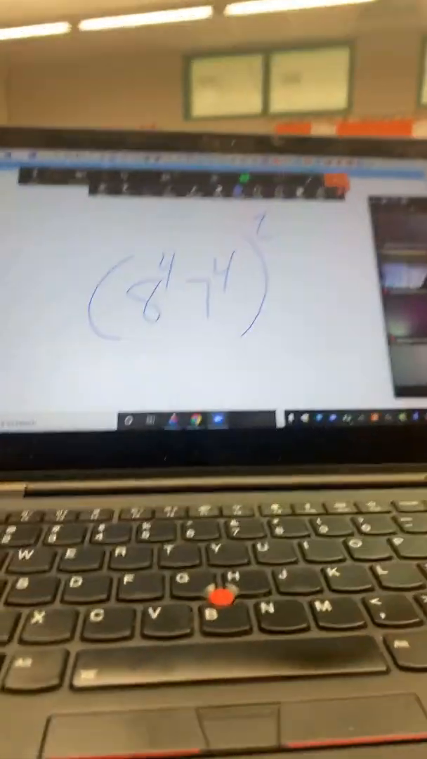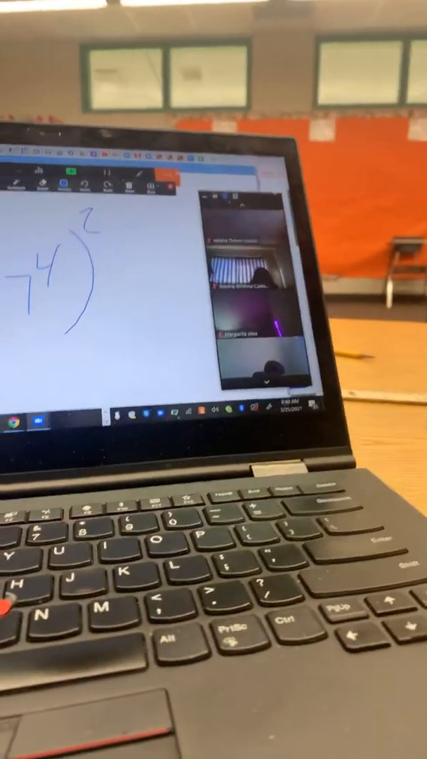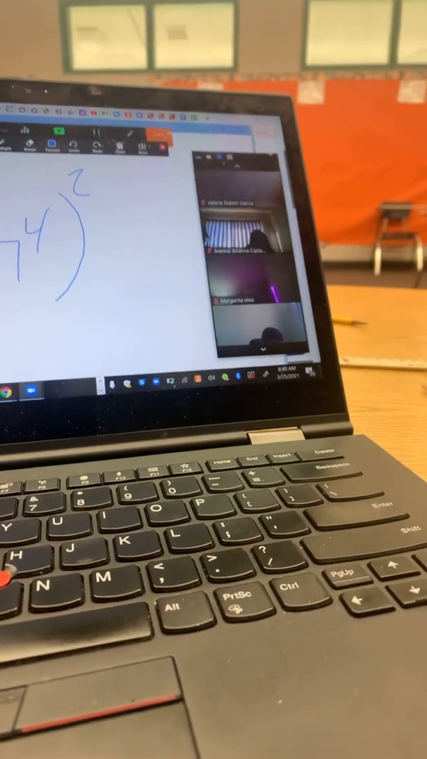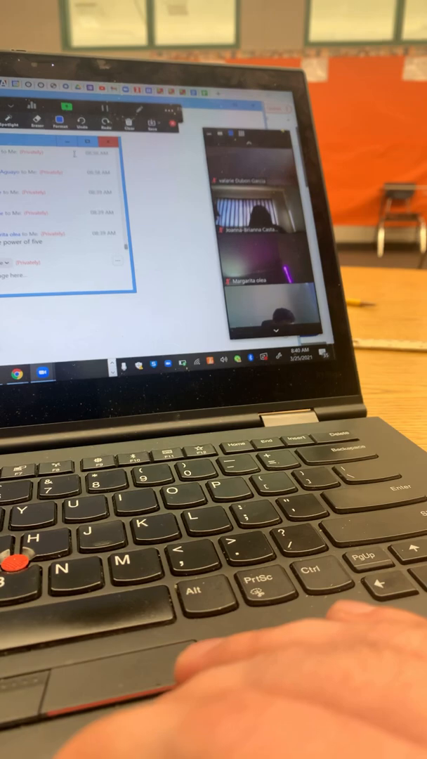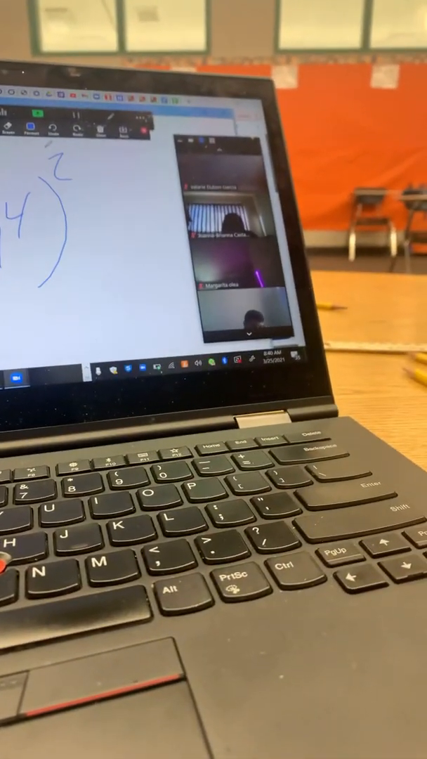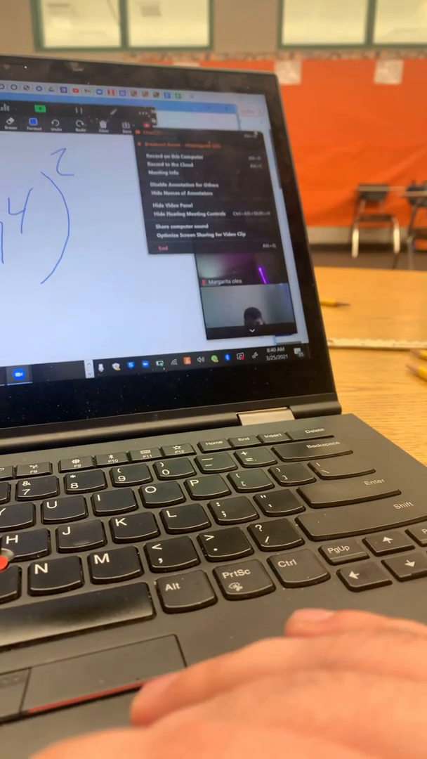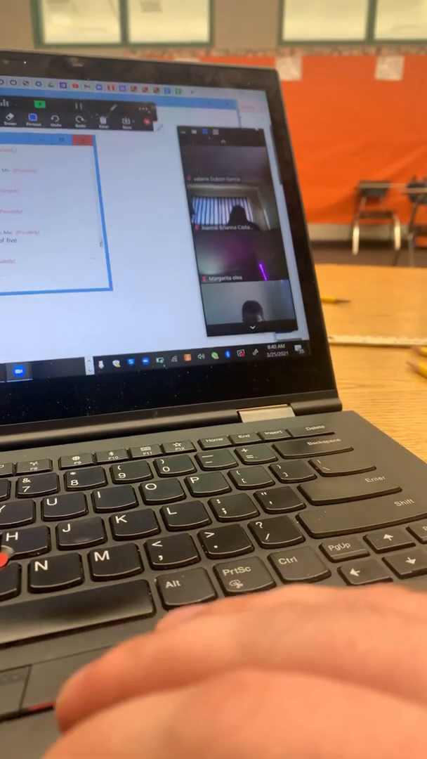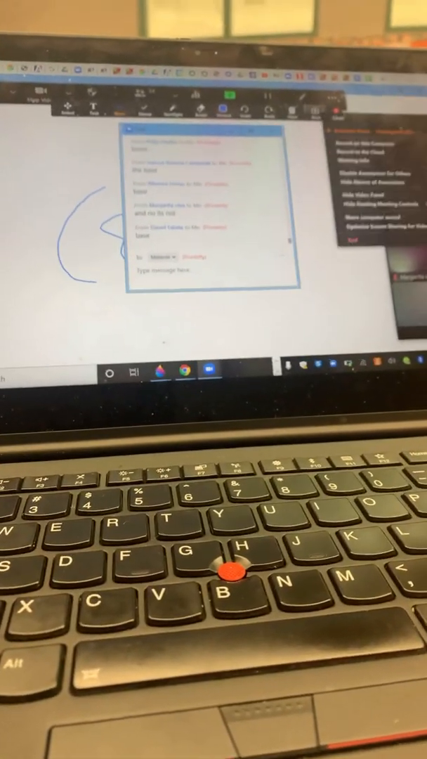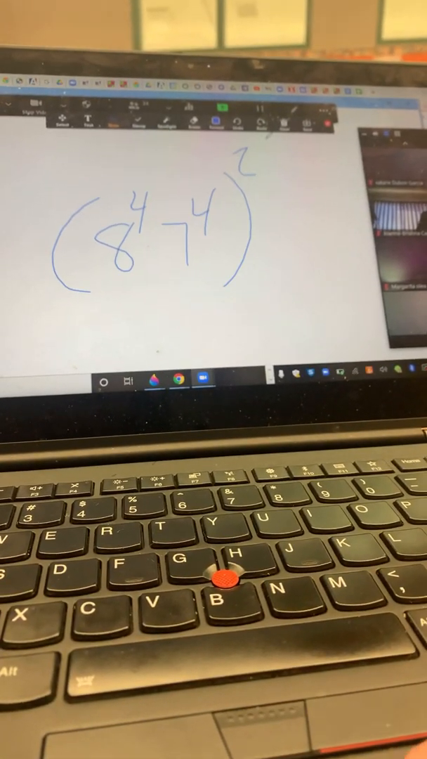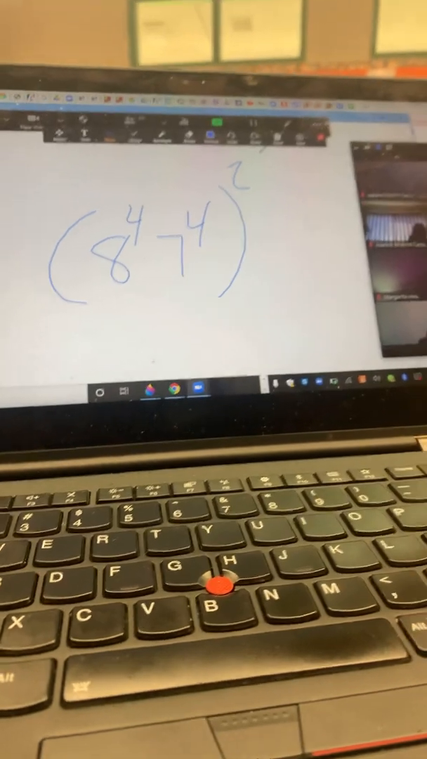Okay, so what do we do here? What is the first thing we have to identify? Is what the same? The base. Good. We have to identify if the base is the same. Is the base the same for this problem?